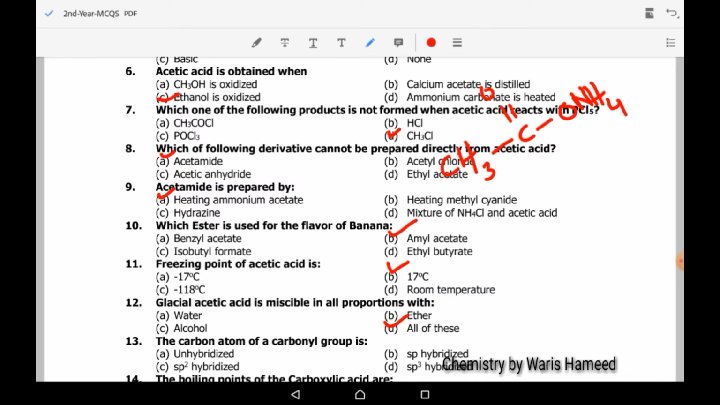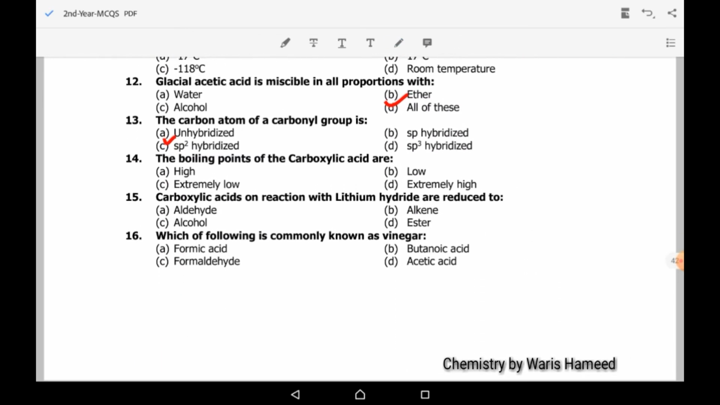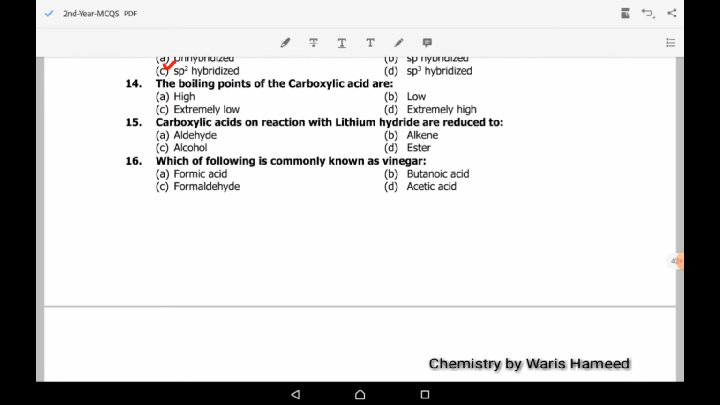The carbon atom of the carbonyl group is sp2 hybrid. In this, carbon is doubly bonded with oxygen. One bond is sigma and the second is a pi bond. The boiling points of carboxylic acids are relatively high due to hydrogen bonding.